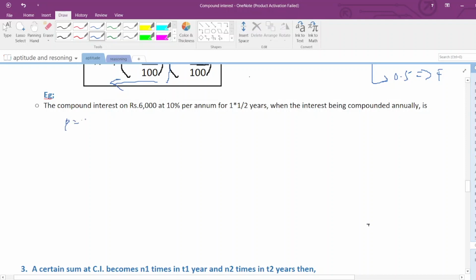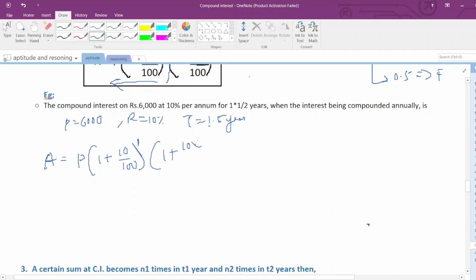So principal is 6,000, rate of interest is equal to 10% and time is equal to 1.5 years. So now we have to find the compound interest formula. So amount is equal to principal into 1 plus r by 100 to the power t. For t, you have to take the decimal value, okay, 1 here, not the fractional one. Next, 1 plus r into f, r is 10 and f is fractional.